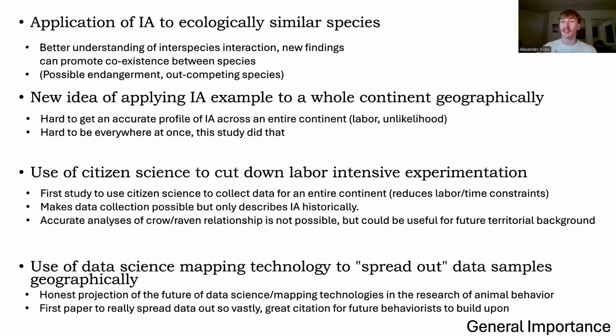That takes me to my third point here: their use of citizen science to cut down labor-intensive experimentation was groundbreaking. I would say they're very resourceful for this. They're the first study to use citizen science to collect data for an entire continent, which just makes this experiment possible. And finally, their use of data science mapping technology to spread out data samples geographically. Even after upsampling other data, nothing between the graphs before and after upsampling had changed. But it's an honest projection of the future of data science and mapping technology in the research of animal behavior.